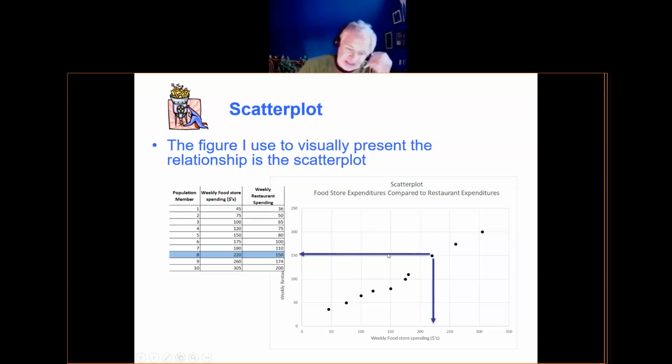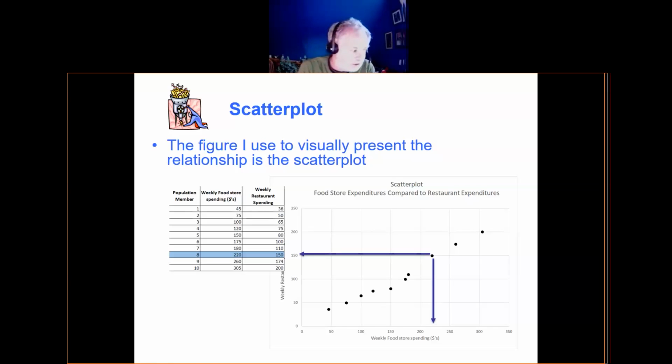What I want to see is the direction of the relationship. Those who spent little at the grocery store spent little at the restaurant, and those who spent a lot at the grocery store spent a lot at the restaurant. So I want a metric that tells me the direction of the relationship, and in this case, it's a positive relationship. The more you spend at the grocery store, the more you spend in a restaurant.